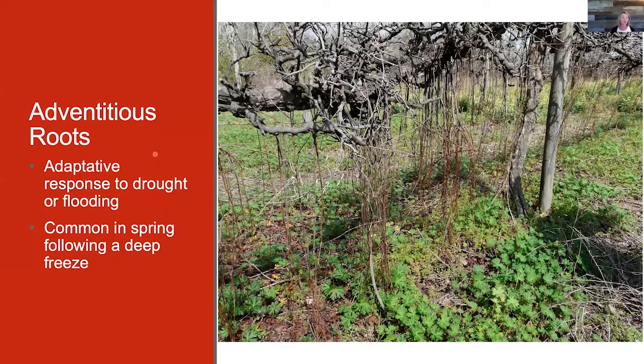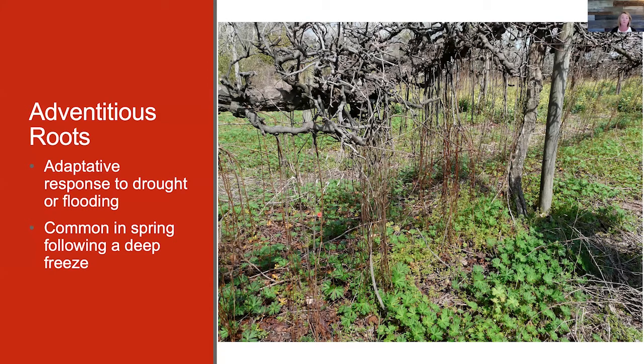Okay, so the next one I wanted to talk about is adventitious roots. And I saw a lot of this last year. Generally what happens is the vines put out these adventitious roots. And this is a muscadine vine. And you can see all of these hanging structures here. These are the adventitious roots.